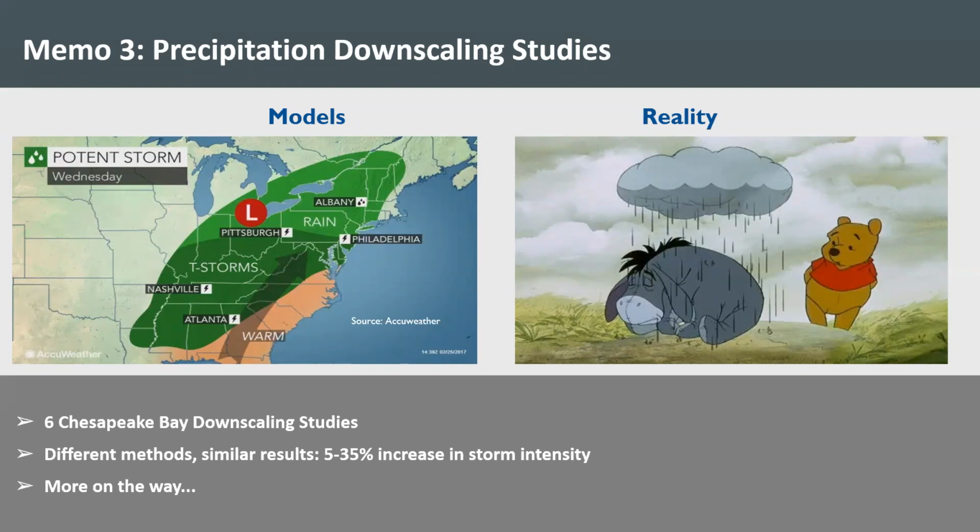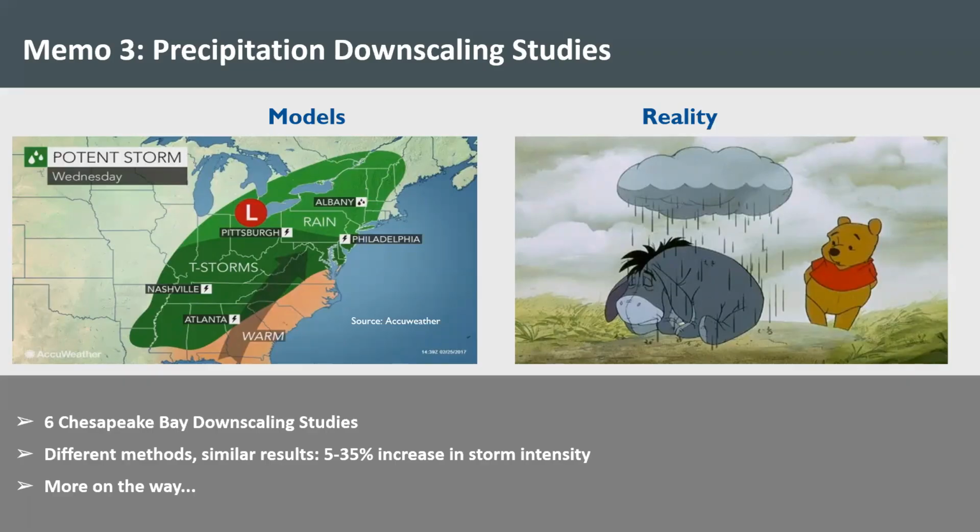While those methods differ, there's a lot of similarity between the results. Generally, each of those studies found something between a 5 and a 35% increase in precipitation intensity between now and basically 2050, mid-century.